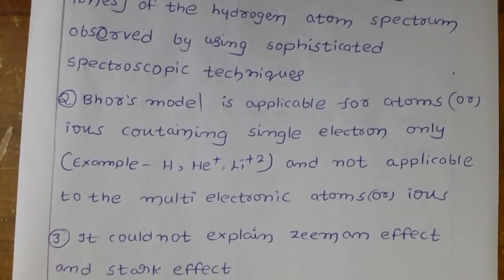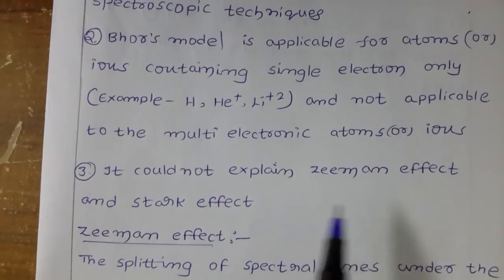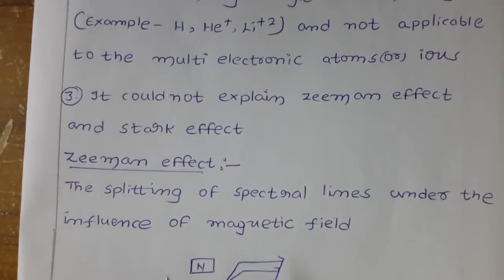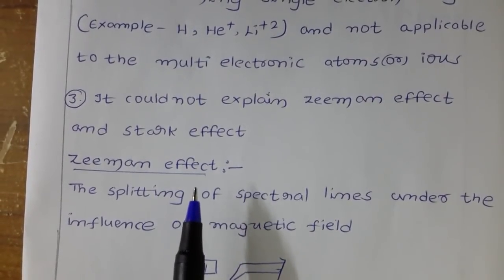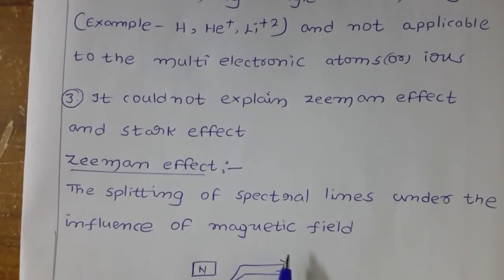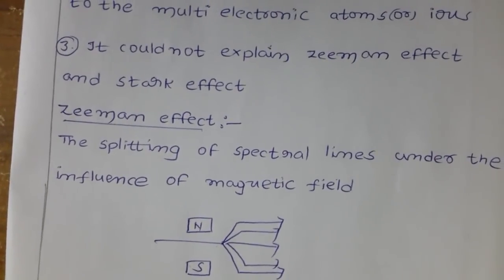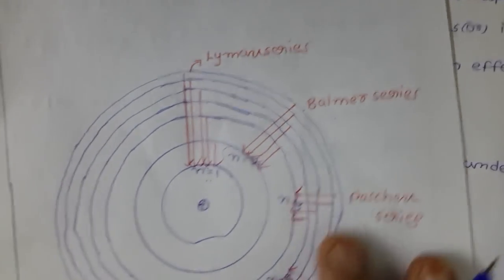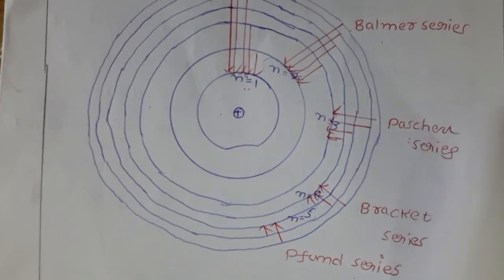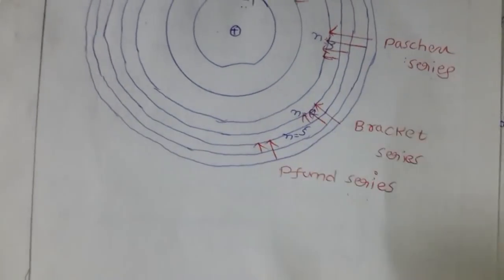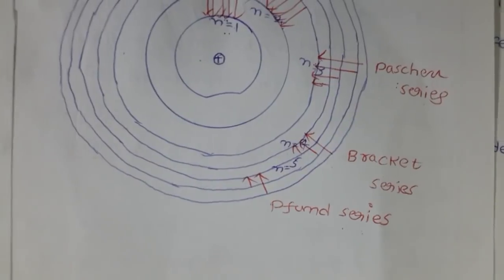Next, it could not explain the Zeeman effect and Stark effect. Now let us discuss what the Zeeman effect is. The Zeeman effect is the splitting of spectral lines under the influence of a magnetic field. Here you can see the line spectrum of the hydrogen atom, where you see only single lines, each clearly one line.